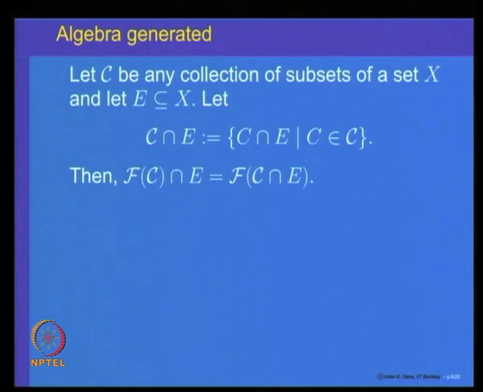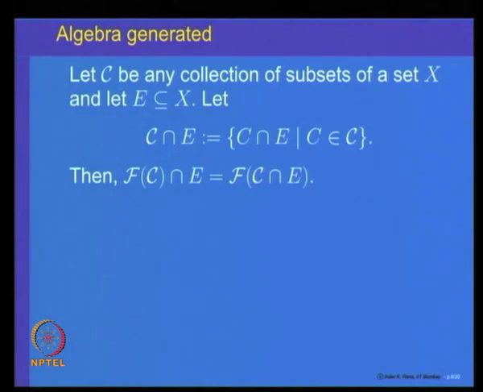So, what are these sets? Note that it is C intersection E. So, this is a subset of... this is a collection of subsets of the set E. And now, I can look at F of C intersection E. So, what will be F of C intersection E?